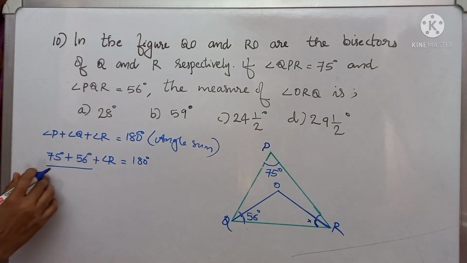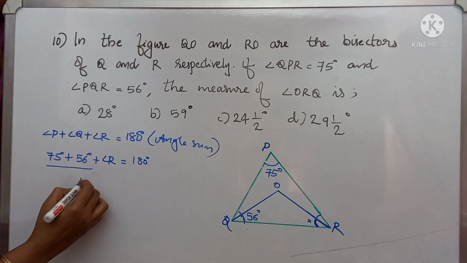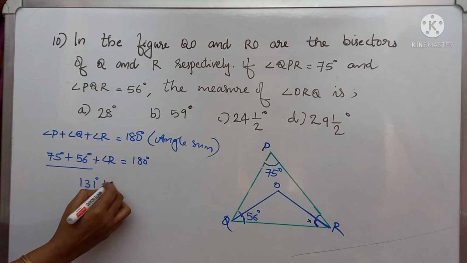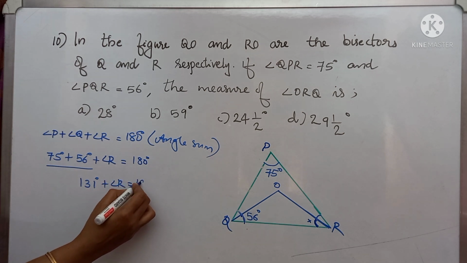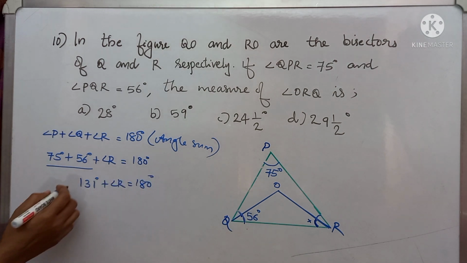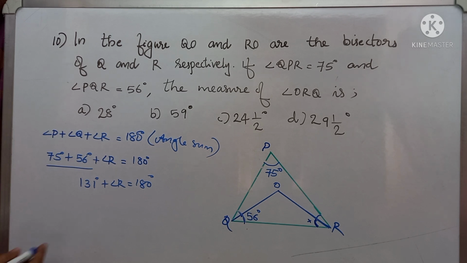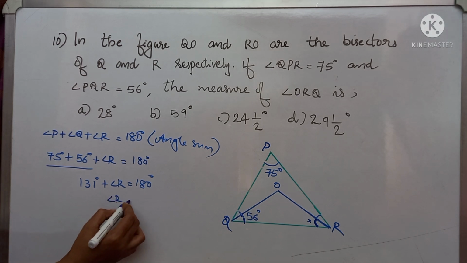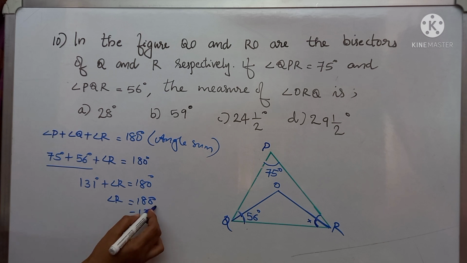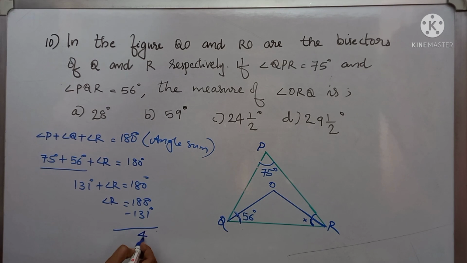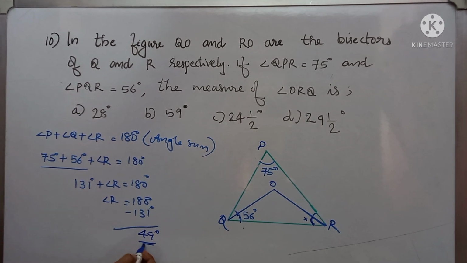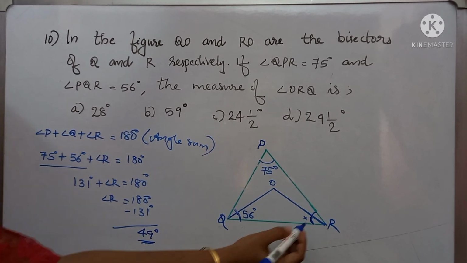Then add this 75 and 56. We are getting 131 degree plus angle R is equal to 180 degree. Then angle R is equal to 180 degree minus 131 degree, that is equal to 49 degree. Angle R is equal to 49 degree.